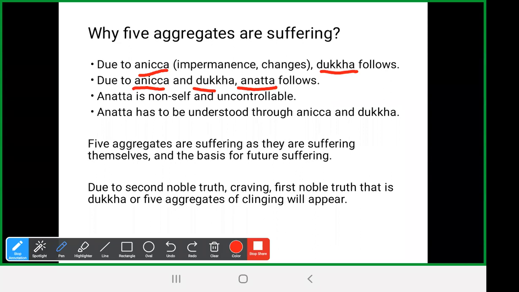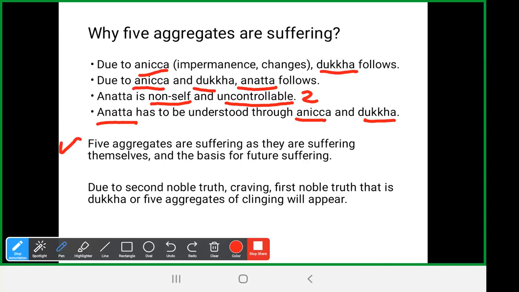So what is anatta? Anatta is a very profound word. Here it is non-self. There are many ways we can translate anatta, like non-self. Another way we can understand it is uncontrollable. It's not in the control of a self. So there are 2 definitions of anatta. Because it's very profound, it's only when the Buddha arose in the world that the idea of anatta came to be. So anatta has to be understood together with anicca and dukkha, right?